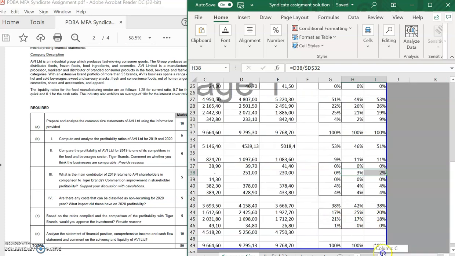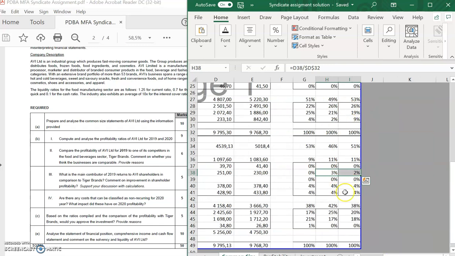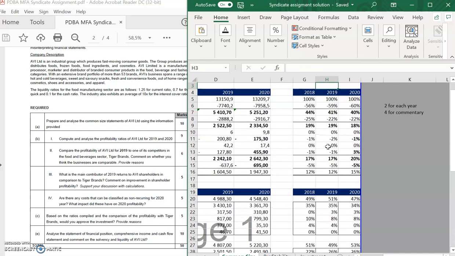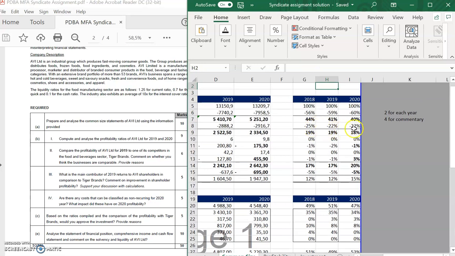All right, so you were meant to prepare these common size percentages, but at the same time, you were meant to comment briefly on the bigger major items that are either increasing or decreasing over time.